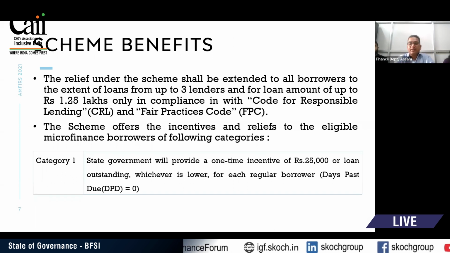Category 1 was that the state government will provide an incentive of up to rupees 25,000 or the outstanding amount, whichever is lower, to each of the regular borrowers. Basically, the people who have been paying their EMIs on time will be provided some kind of incentive so that they are motivated and others also come into the regular paying category.